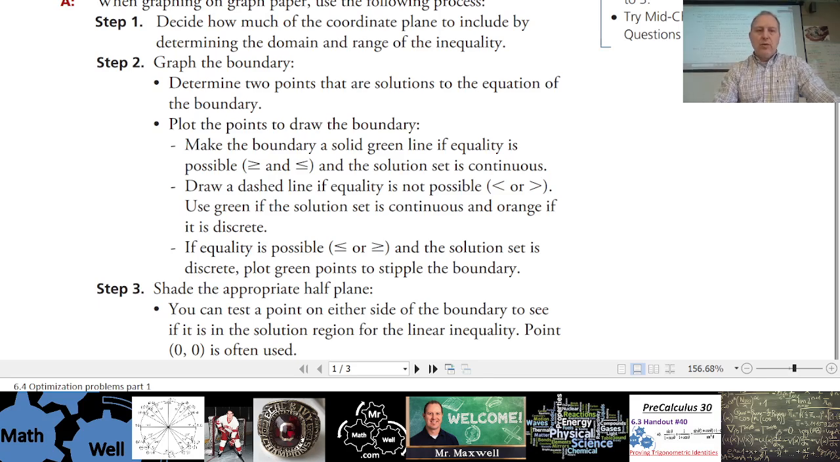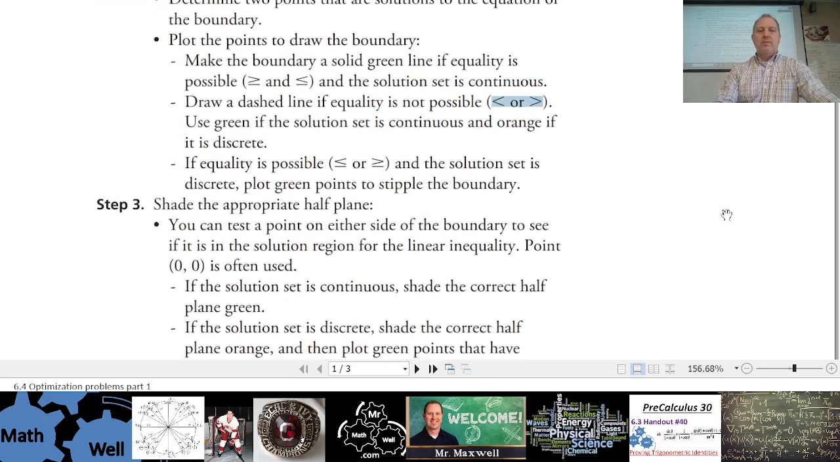If it's "or equal to," like these right here, then the line is solid. If it's not "or equal to," like this, the line is dashed. Okay, and it can be a dotted line if we know that the values are discrete, like if they're whole numbers or integers only, then you can put the dots on the line if you want.